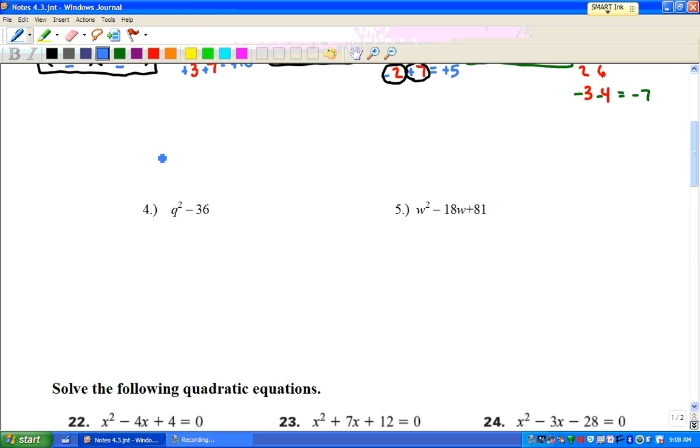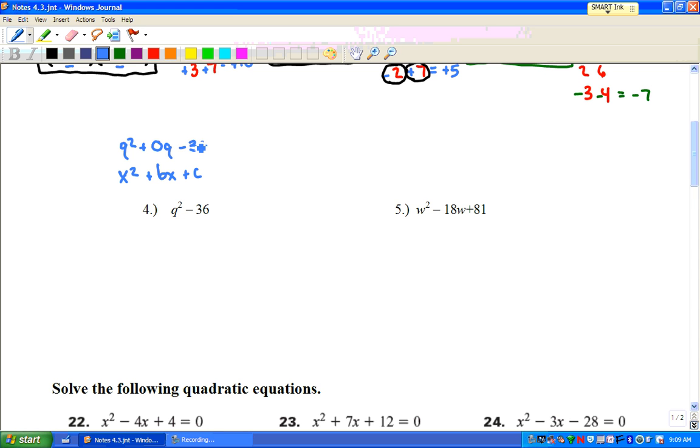Now you notice this one is x squared plus bx plus c. Well, you've got your q squared, and you're missing your bx term, so in this example it's almost like you have 0 q's. So it's almost like you have q squared plus 0q minus 36.